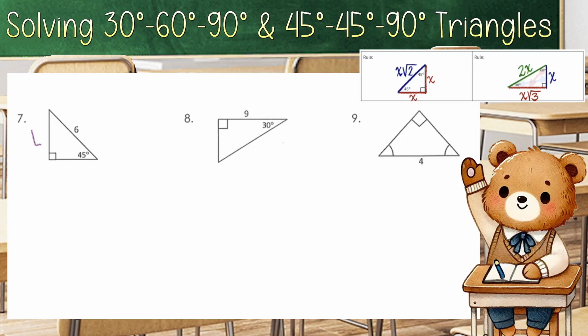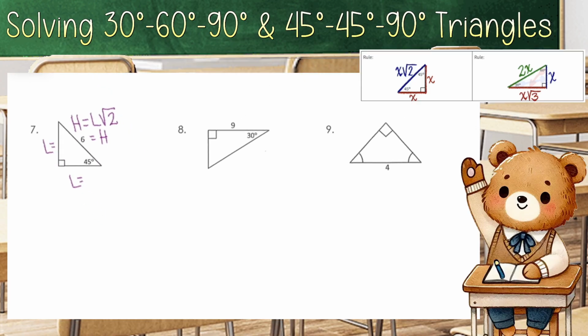So here again, we have a 45, 45, 90. That side is the leg, I'm going to call those L, and this side is the hypotenuse. And the rule is the hypotenuse will equal the leg times the square root of 2. Then from there, this angle is the same as that angle.